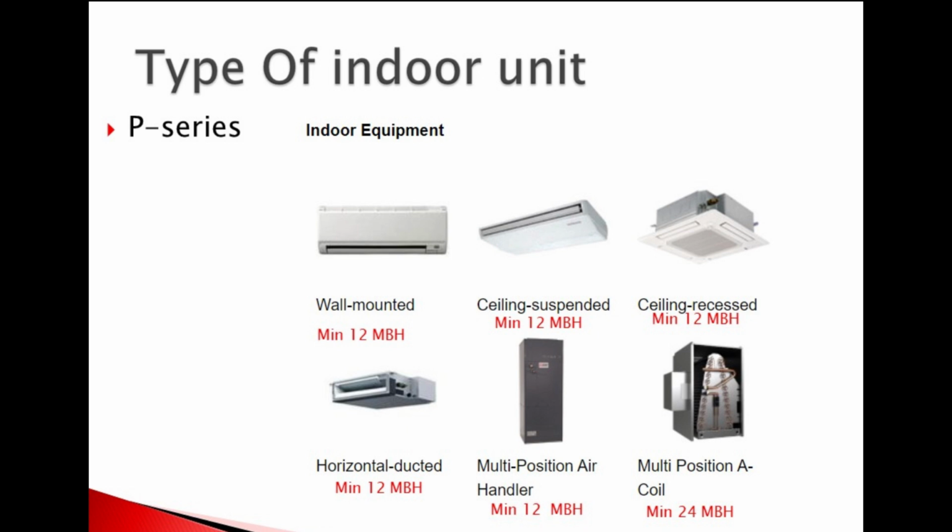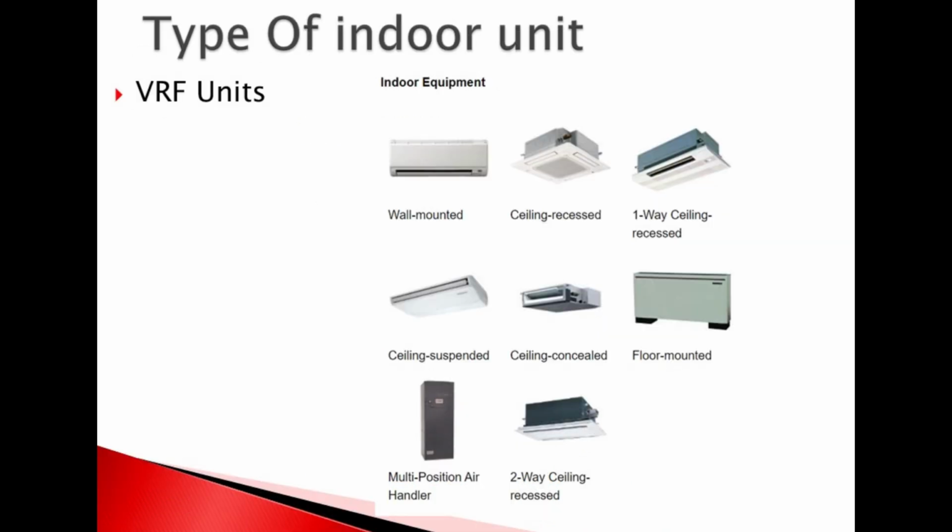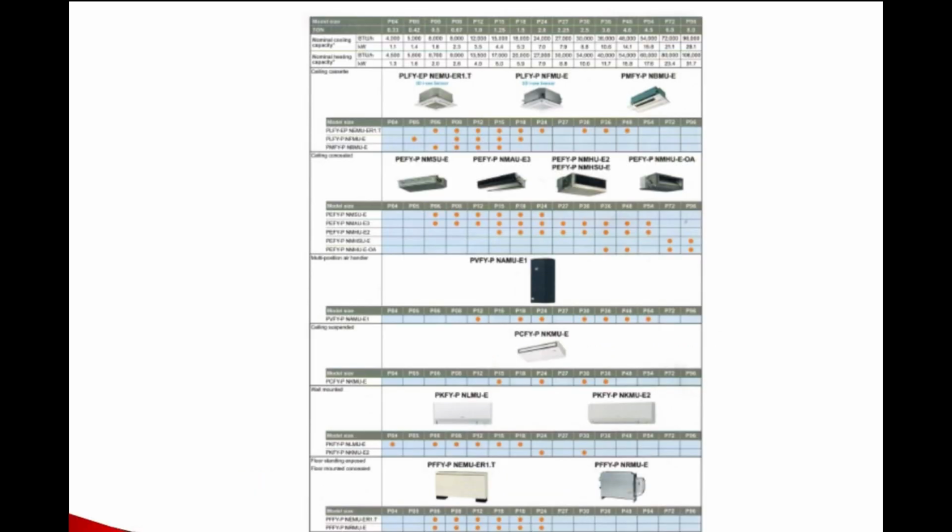For low ambient cooling and heating applications, we typically use P-series units. All of these units have a minimum capacity of 12 MBH, except for case coils, which are used with third-party air handlers and have a minimum capacity of 24 MBH. For VRF systems, there is a wide range of indoor units with varying minimum and maximum capacities, as listed on the next slide. Here, you'll find the minimum and maximum capacities for each type of indoor unit.